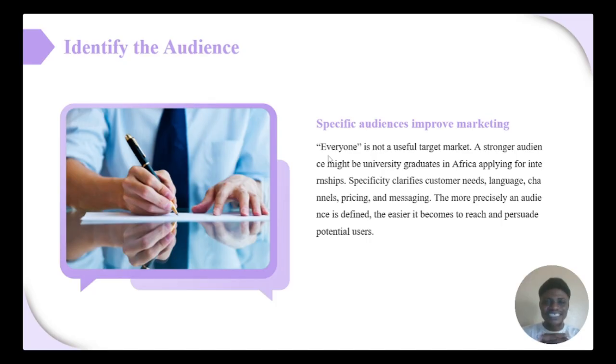Next framework is identify the audience. Specific audiences improve marketing. Yes, everyone is not a useful target market, and you need to understand this. You wrote a book, it can be for everyone. You made a digital product, it can be for everyone. You have to be specific even when you are trying to create. Before you even start creating the product, you need to know who that product is meant for.